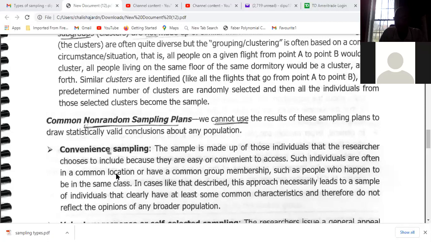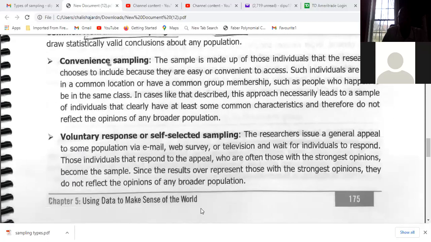In cases like that described, this approach necessarily leads to a sample of individuals that clearly have at least some common characteristics and therefore do not reflect the opinion of the broader population. Look at over here. One has to take care, one has to be particular about this thing.